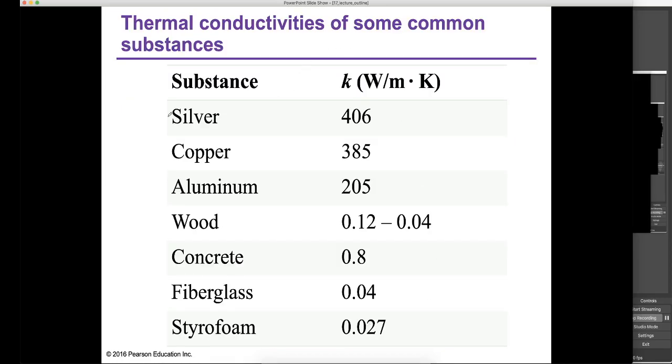Here are some values of thermal conductivity for different types of material. For example, silver, copper and aluminum, actually all the metals, have relatively high values of thermal conductivity. That's why we use metals for cookware.